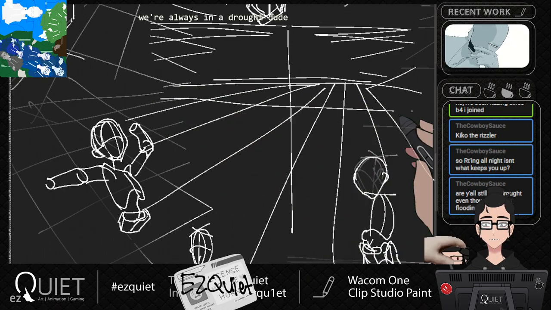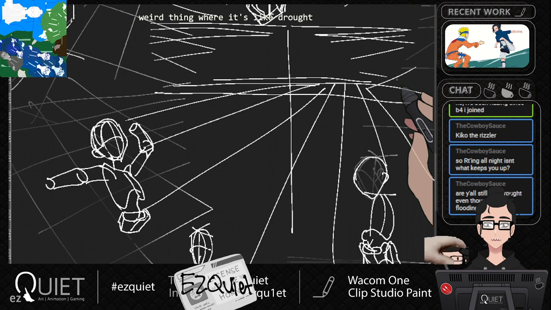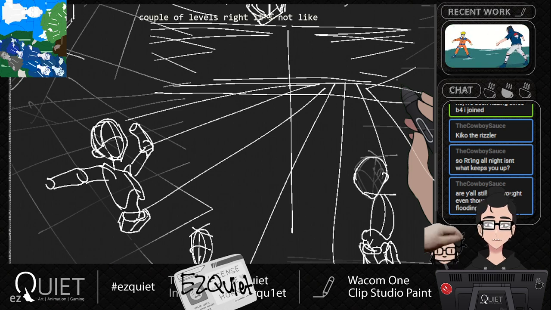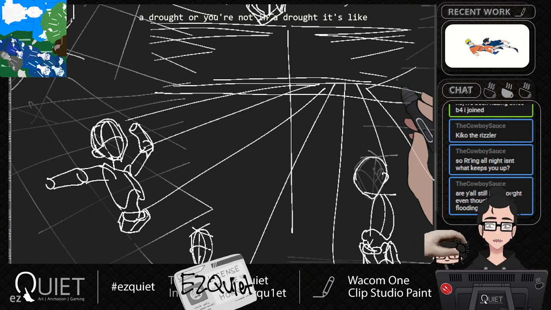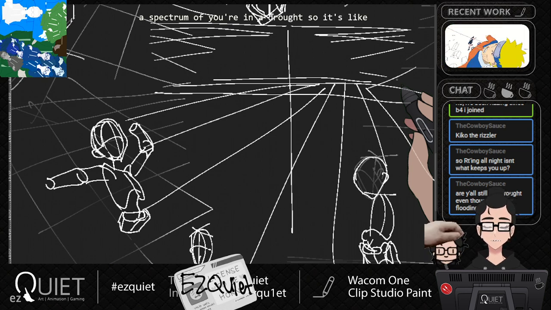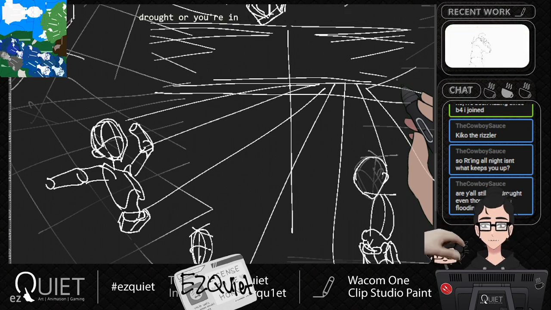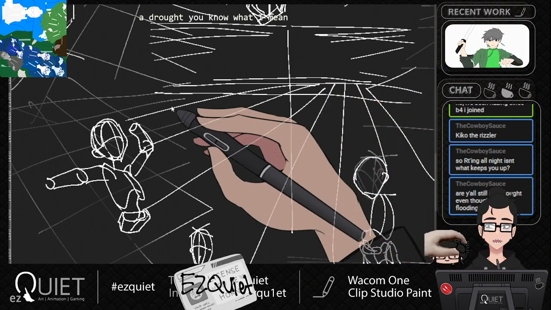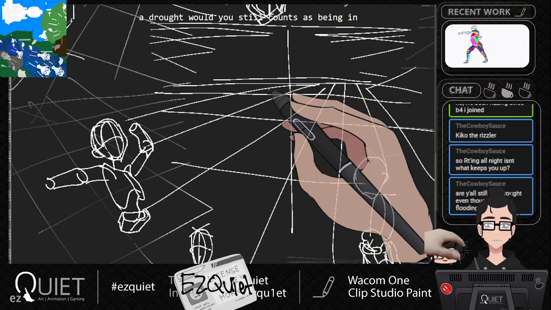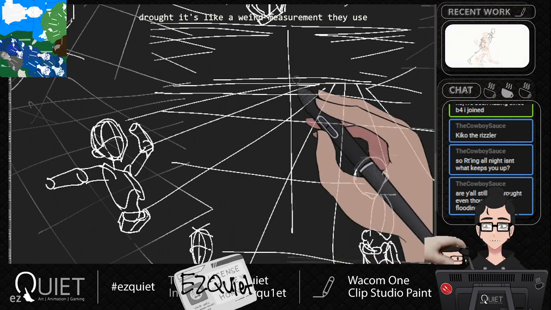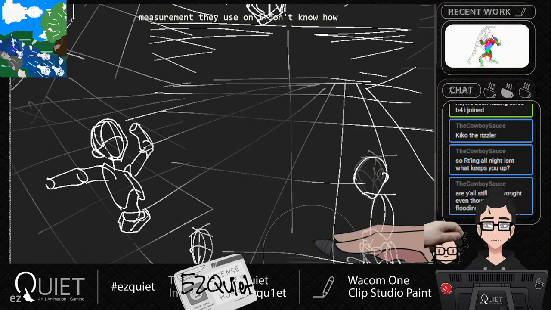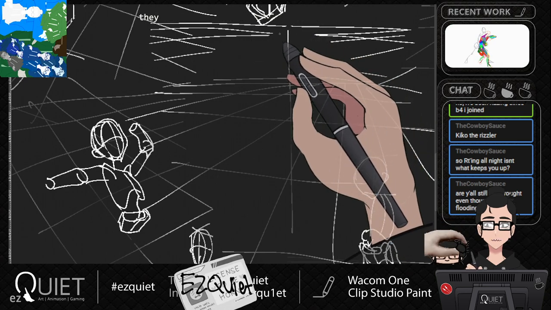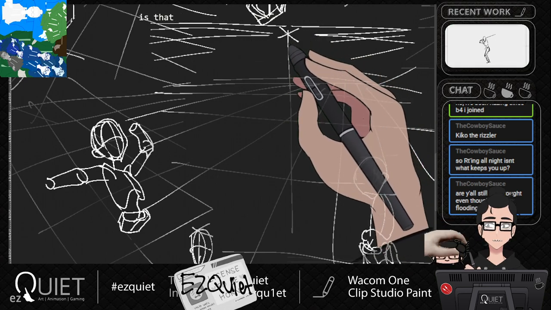It's like the weird thing where drought has a couple of levels, right? It's not like you're in a drought or you're not in a drought. It's a spectrum. You're in a severe drought or a mild drought or a not so mild drought, right? We're not in a severe drought right now. We're in the middle of not having a drought and having a drought. You know what I mean? Which still counts as being in a drought. It's like a weird measurement they use. I don't know how they calculate it. How do they calculate the amount of water we have in California? How is that calculated?